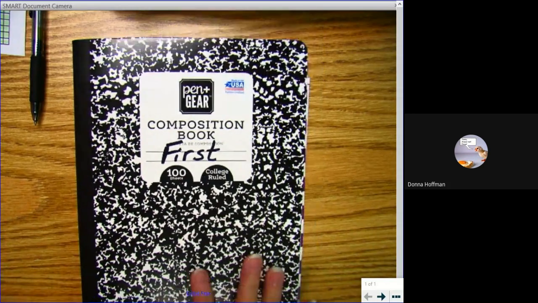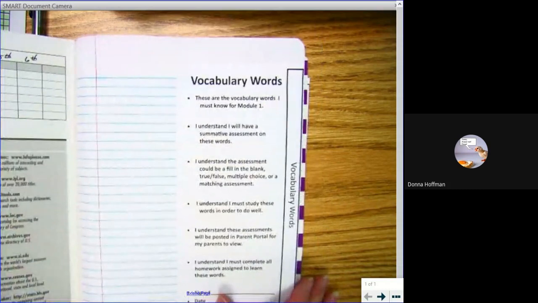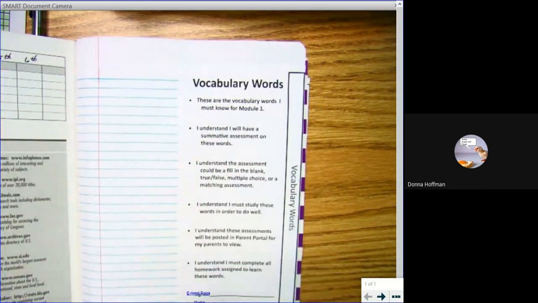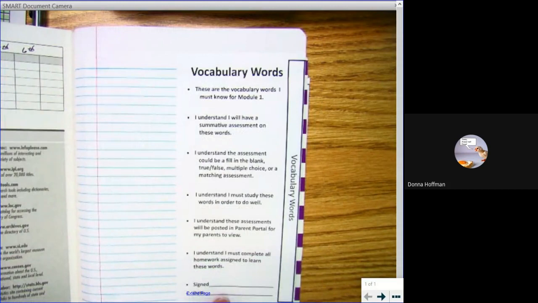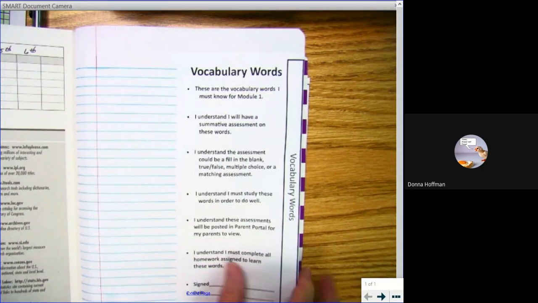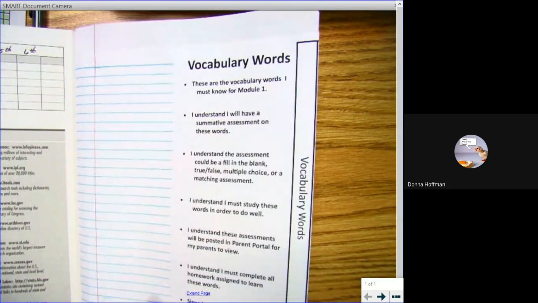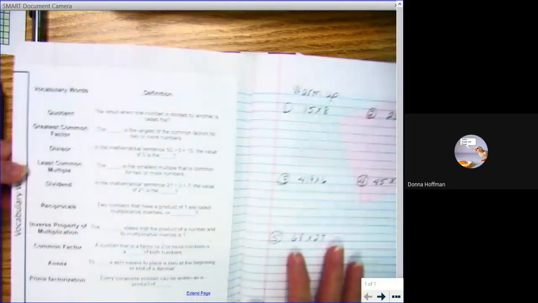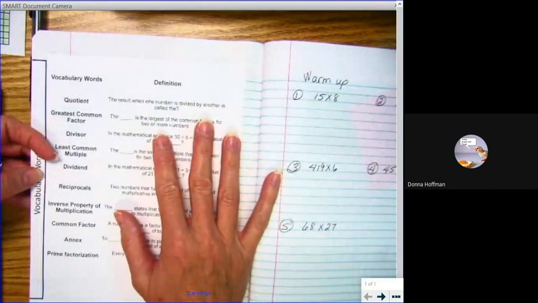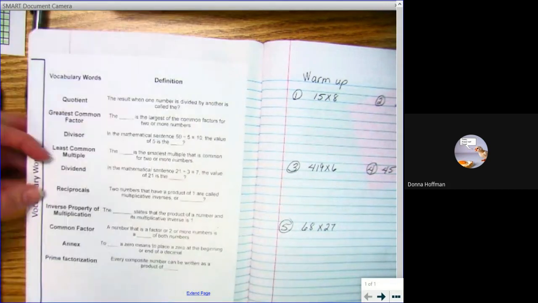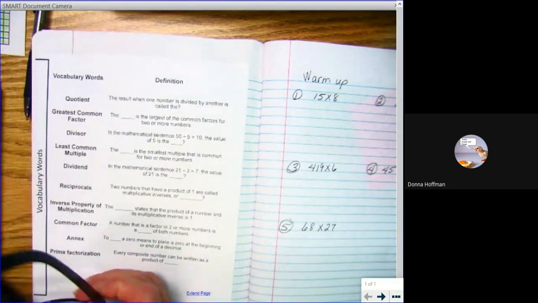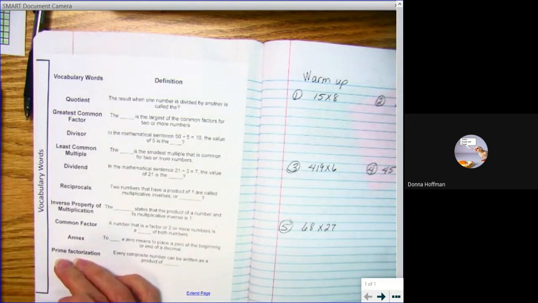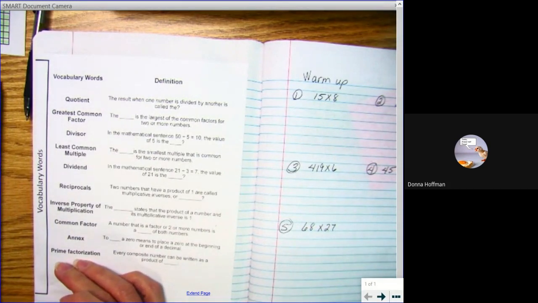We started with our composition books. And the very first thing you should have in there is your vocabulary words. You need to read these statements and sign the bottom. That's just stating that you understand you have these vocabulary words to learn, and you will be tested on them. These are the words. There's 11 of them from your book on page 77. You should have had them entered in Quizlet.com so you could build your own flashcards and study games that Quizlet.com offers you.